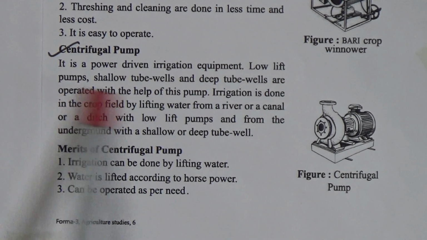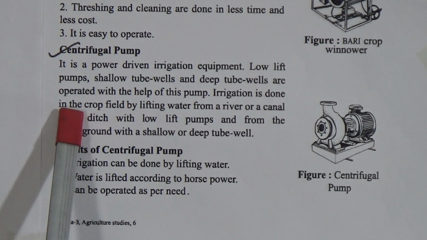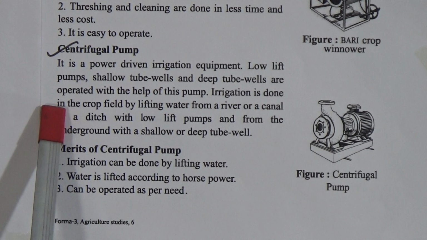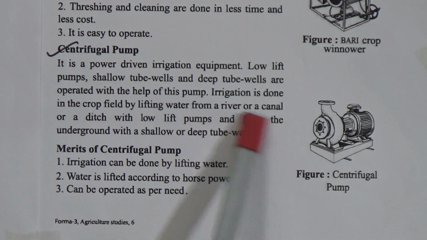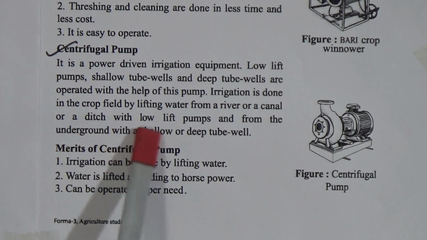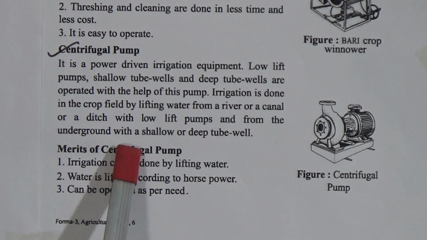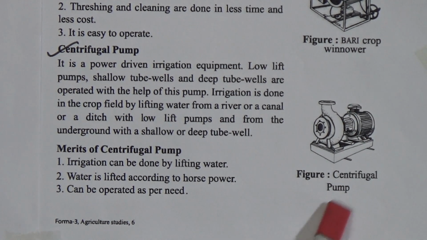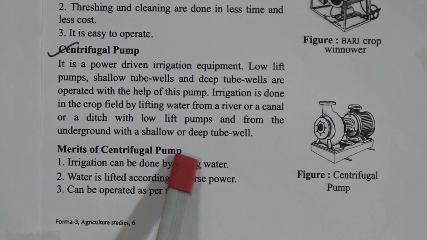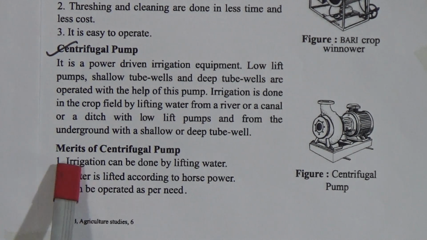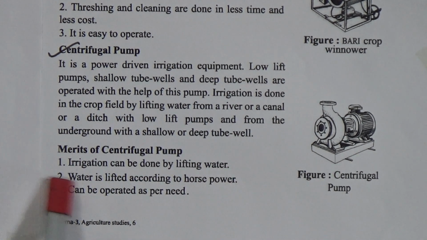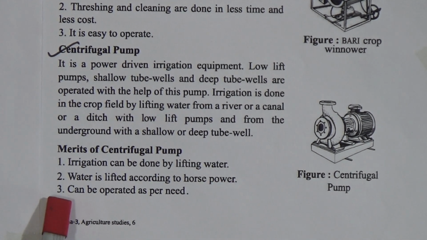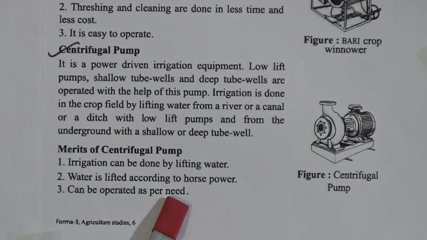Low lift pumps, shallow tubewells and deep tubewells are operated with the help of this pump. Irrigation is done in the crop field by lifting water from a river or a canal or a ditch with low lift pumps and from the underground with a shallow or deep tubewell. This is the picture of the centrifugal pump. Merits of the centrifugal pump. Irrigation can be done by lifting water. Number 2, water is lifted according to horsepower. Number 3, it can be operated as per need.